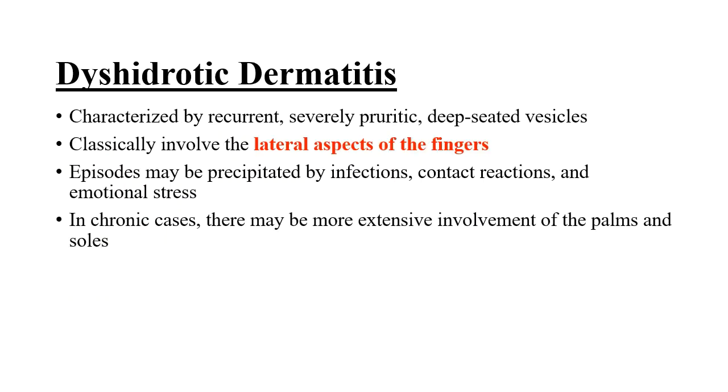Now, the next type is dyshidrotic dermatitis. It is characterized by recurrent, severely pruritic, deep-seated vesicles. It classically involves the lateral aspects of the fingers. Episodes may be precipitated by infections, contact reactions, and emotional stress. In chronic cases, there may be more extensive involvement of the palms and soles.